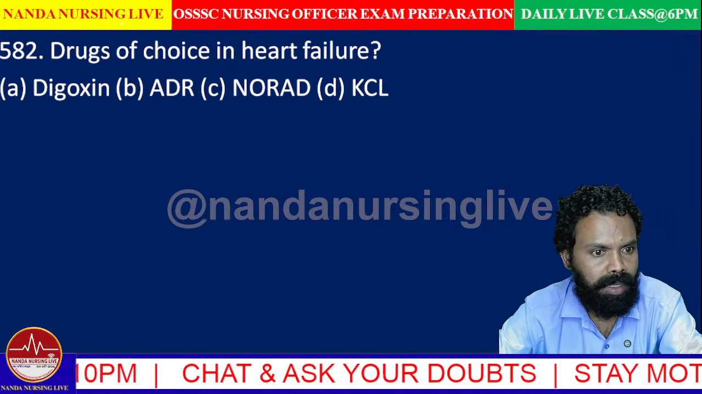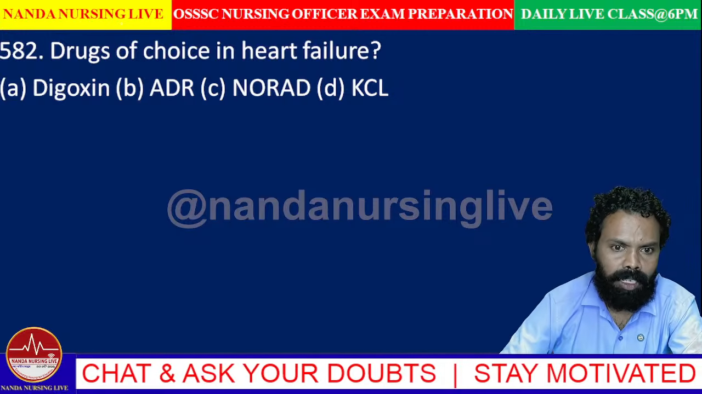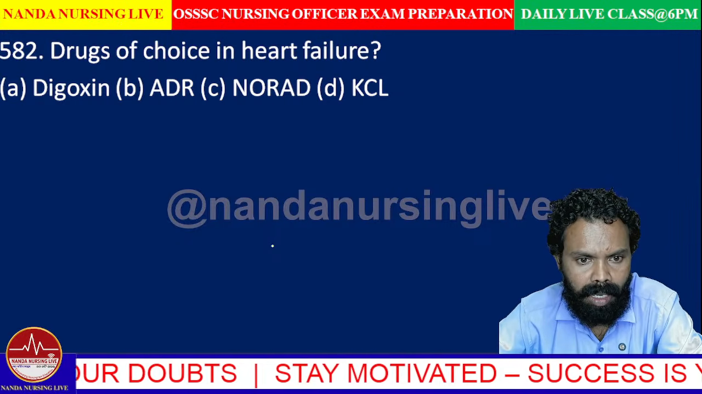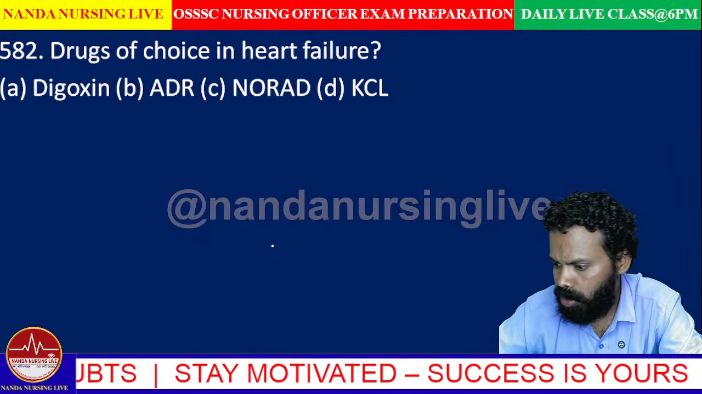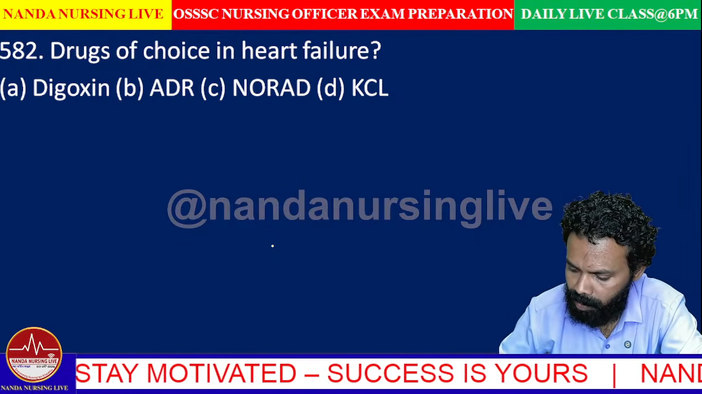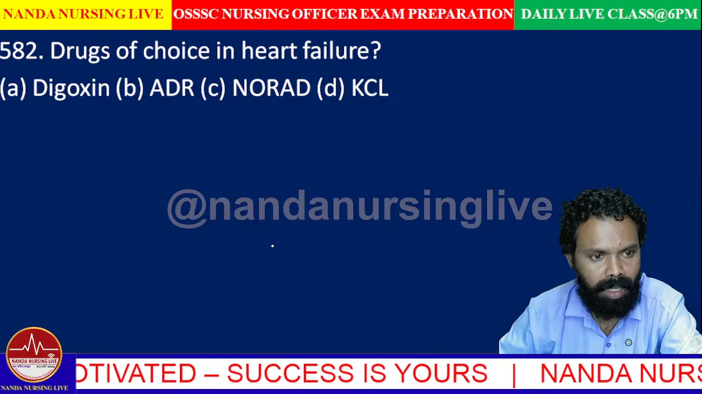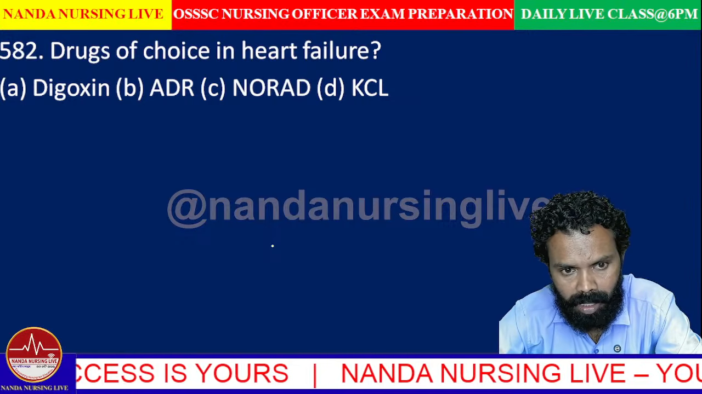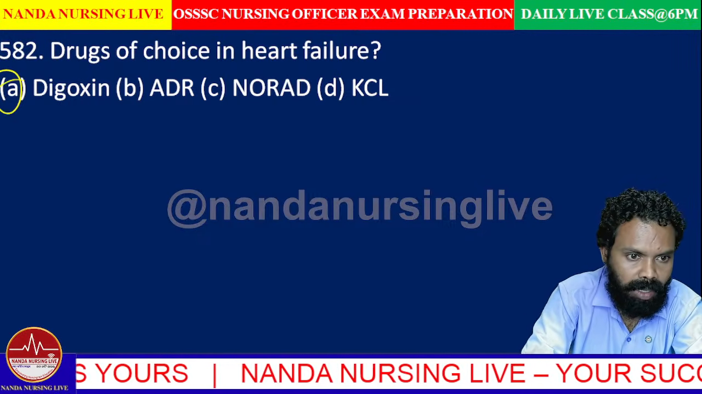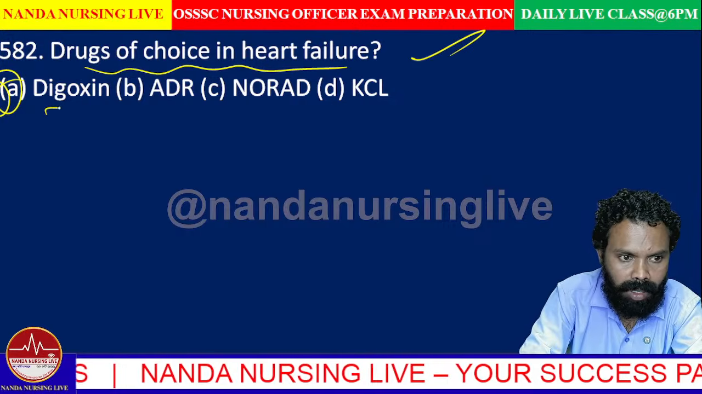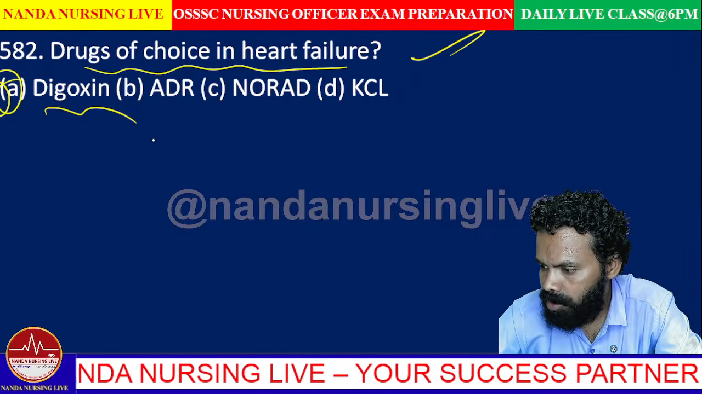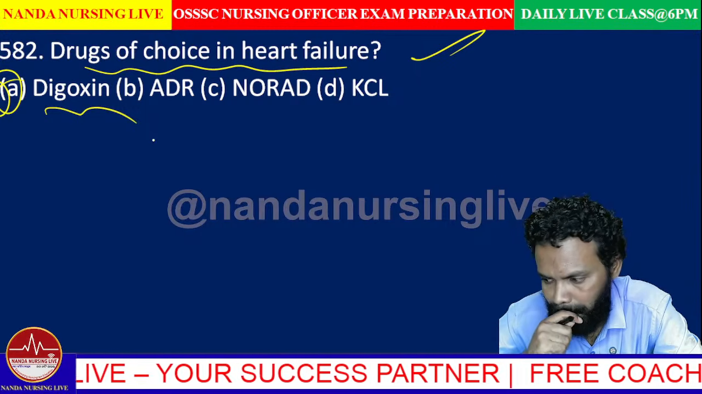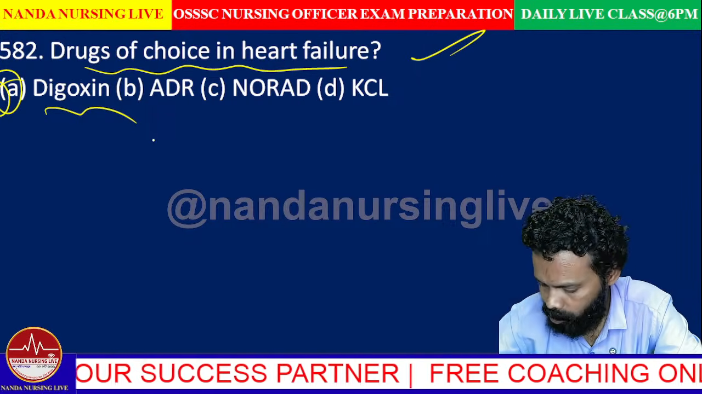Next question, question number 582. Drug of choice in heart failure. Option A is digoxin, option B is adrenaline, option C is noradrenaline, option D is KCl, potassium chloride. So which option is the correct answer? Answer quickly. Digoxin is the drug of choice in heart failure, right? So option A is the correct answer.